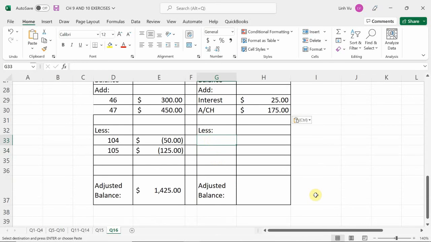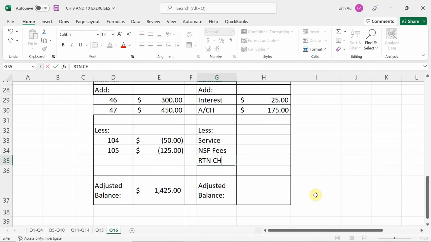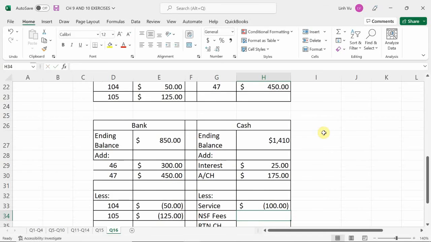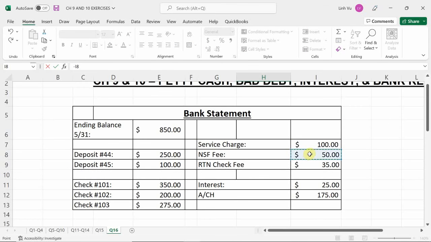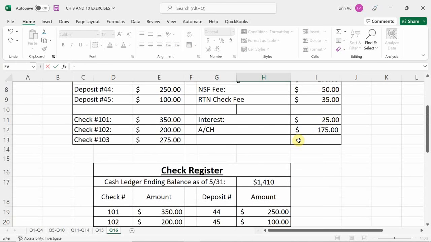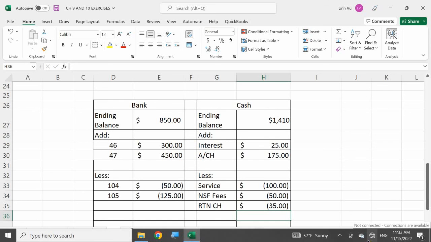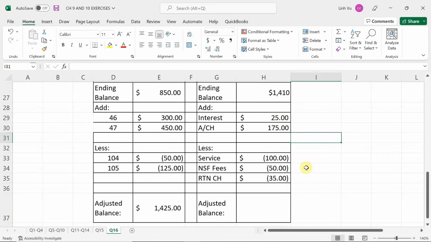So let's see. We got service charges. We got NSF fees. And we got a return check fee. Okay. So that service charge was for $100. That NSF was for $50. And that return check was for $35. Okay. So again, we need to calculate our grand totals here to see if our numbers match.